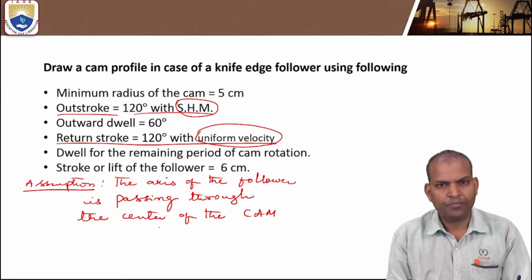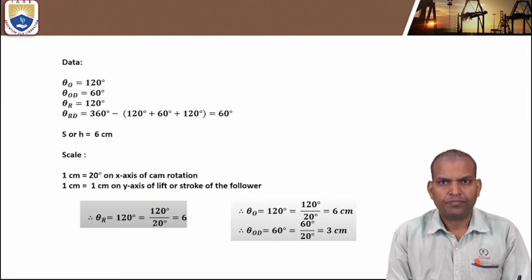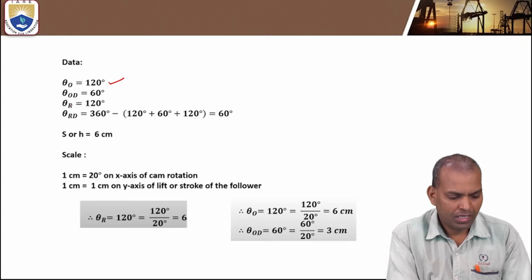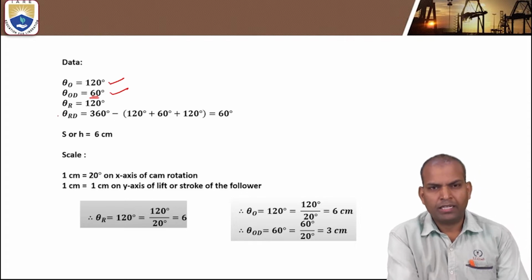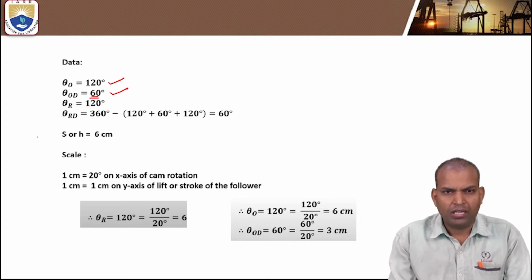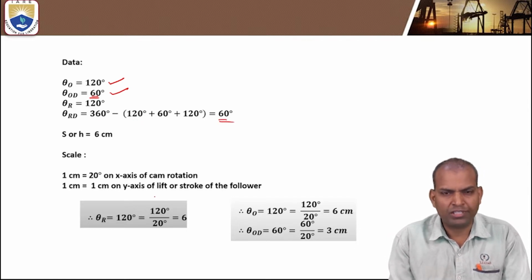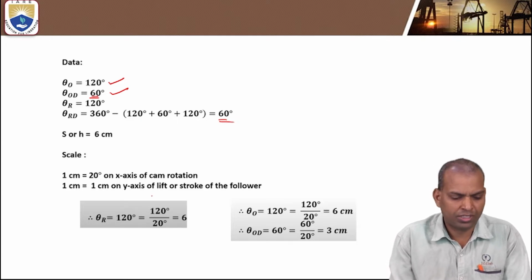We have to draw the displacement diagram with the given data. The outstroke is 120 degrees, dwell during outstroke is 60 degrees, and return stroke is 120 degrees. The dwell after the return stroke is the remaining angle, that is 360 minus the sum of 120 plus 60 plus 120, that is 300. So 360 minus 300 equals 60 degrees.